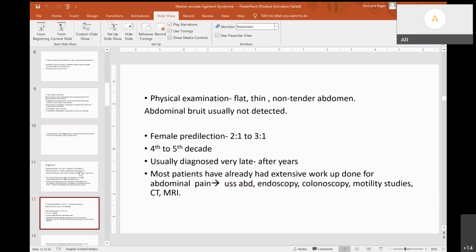Usually it's not detected. And there is a female predilection. Female to male is 2:1 to 3:1, and it is usually detected in the 4th to 5th decade, but it can vary from the 2nd to 6th decade. Usually diagnosed very late after years of evaluation. Most patients have already had an extensive workup for abdominal pain, like ultrasound abdomen, endoscopy, colonoscopy, motility study, CT, MRI, everything.